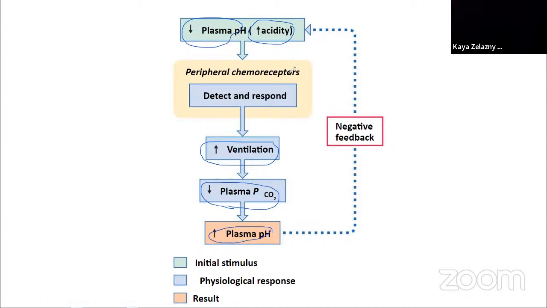This is a negative feedback loop because once we're adjusted, once we're back to our sort of set point or our sort of dynamic regulatory zone, we don't need to do this anymore and shut off the system. So your breathing would go back to normal.